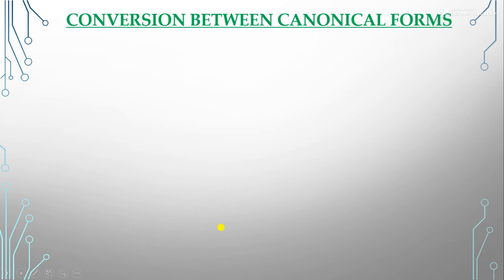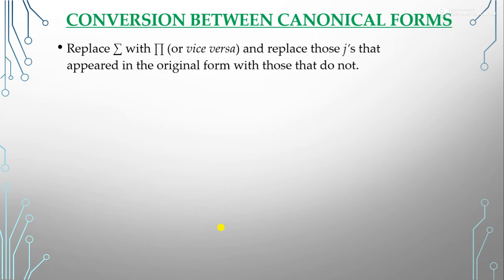Clear? Now conversion between canonical forms. How do we convert SOP to POS and POS to SOP, meaning DNF to CNF and CNF to DNF? We replace the summation with the product and vice versa, and replace those j's that appeared in the original form with those that do not.